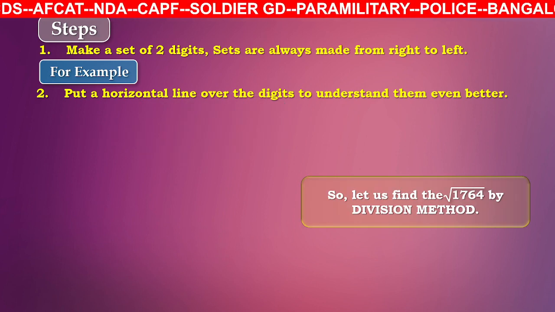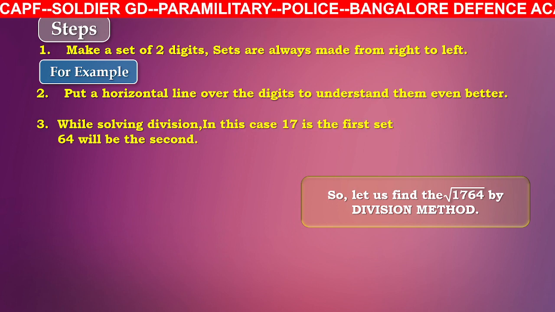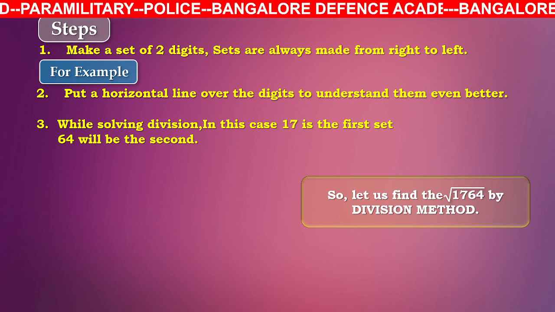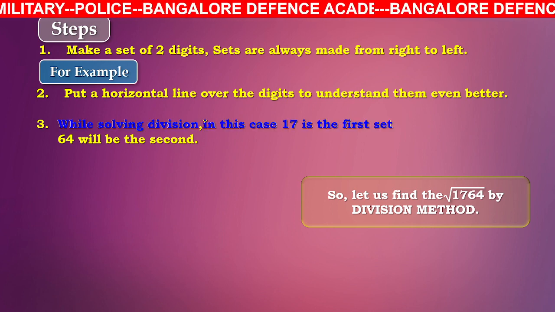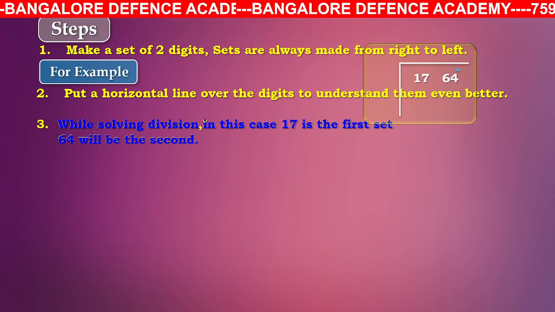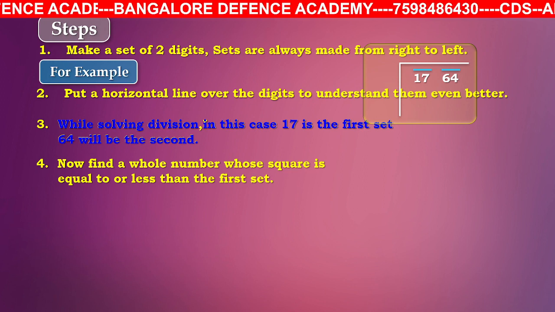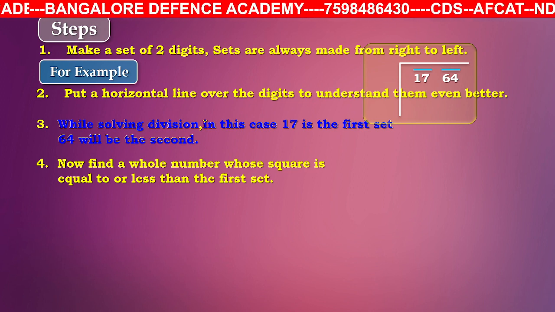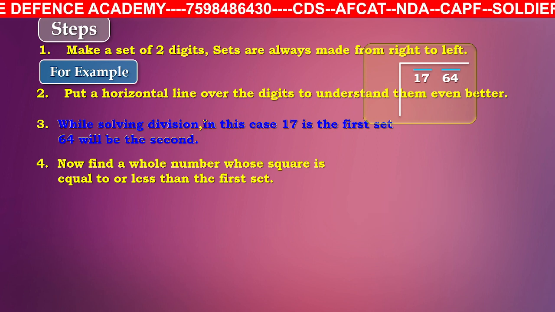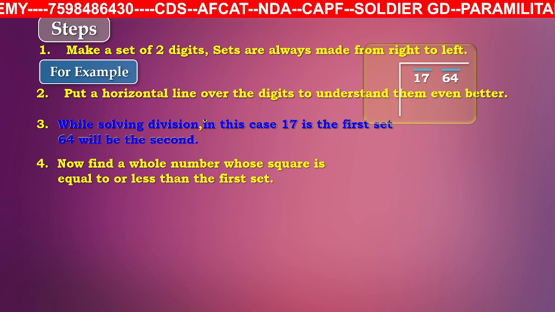Now let us find with the division method the square root of 1764. While solving this division, in this case, we have two sets, that is 64 and 17. 64 and 17. So this you have to keep in mind. So this is 64 and this is 17, it looks like this. Now find a whole number whose square is equal to or less than the first set. Now the first set you can see is 17. Okay, now you have to find the square which is very close to 17.